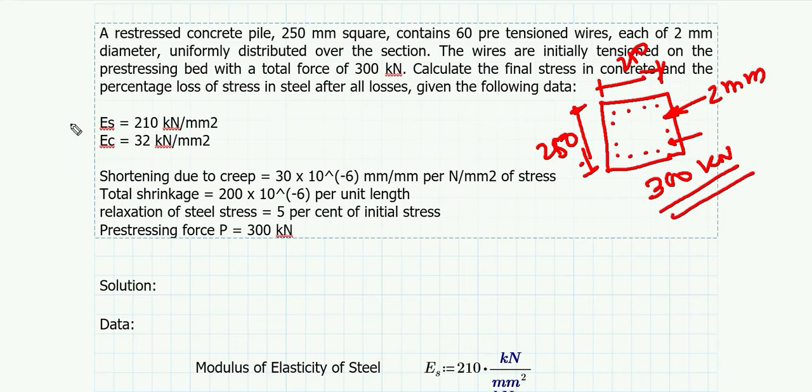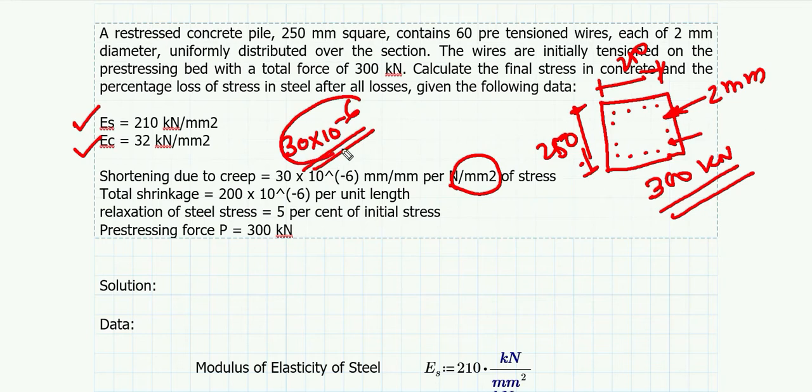So these are the data which are available: the Young's modulus of steel, the Young's modulus of concrete, then creep, which is 330 into 10 to the power minus 6 per Newton per square mm of stress in concrete. So this is the strain per unit stress in concrete. We have to find out the total creep, and from that creep we have to find out the loss in steel. Then total shrinkage, this is the value of shrinkage per unit length of the member. Relaxation of steel is 5% of the initial stress of the steel, and the prestressing force of 300 kN is given.